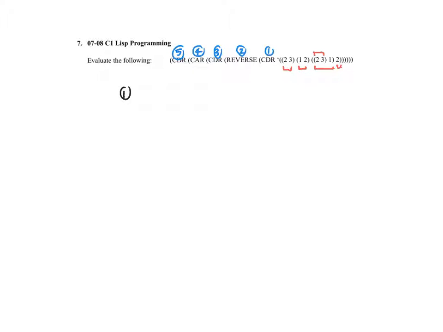For the first step, we have CDR, so we're going to grab everything except for the first term, which in this case is 2, 3. We're left with 1, 2, big parentheses, small parentheses, 2, 3, 1, and then 2. And I'm going to make sure to cross off CDR so I don't repeat a step. The second step is reverse. So now we're going to flip the list, and we're left with 2, big parentheses, small parentheses, 2, 3, 1, and then 1, 2. Now I'm going to cross off reverse.